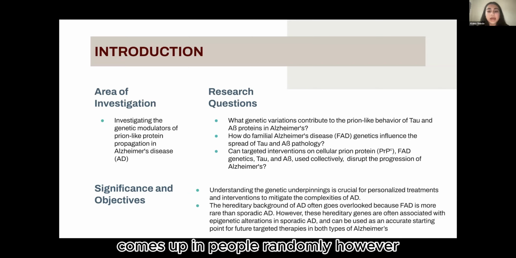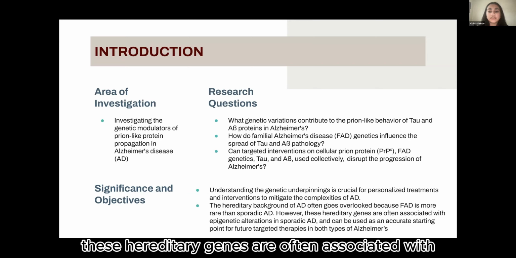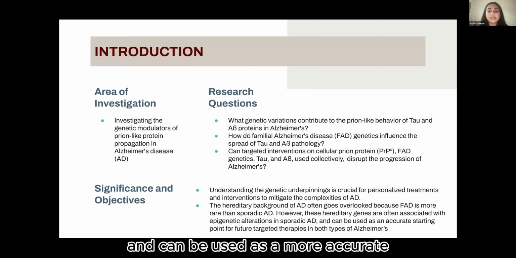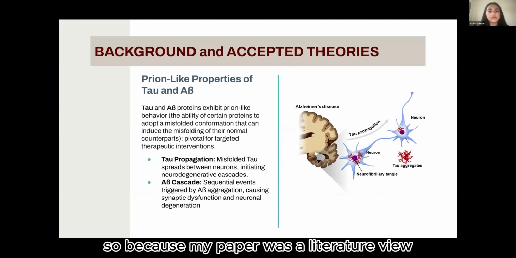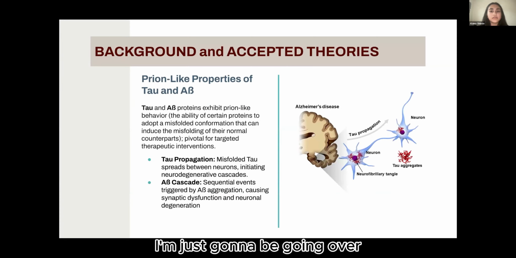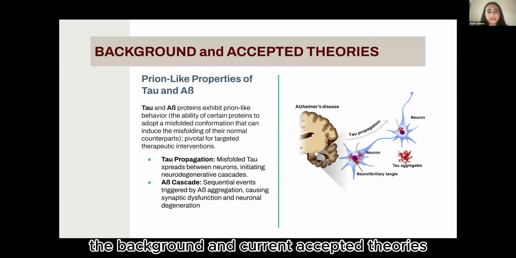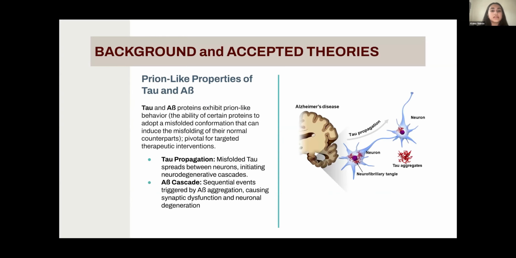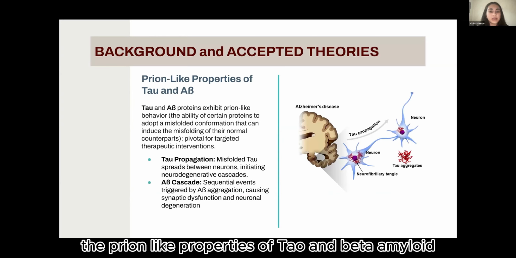randomly. However, these hereditary genes are often associated with and seen in epigenetic alterations in sporadic AD and can be used as a more accurate starting point for future targeted therapies in both types of Alzheimer's. So, because my paper was a literature review, I'm just going to be going over the background and current accepted theories. So, the first section of my paper involves the prion-like properties of tau and beta amyloid.